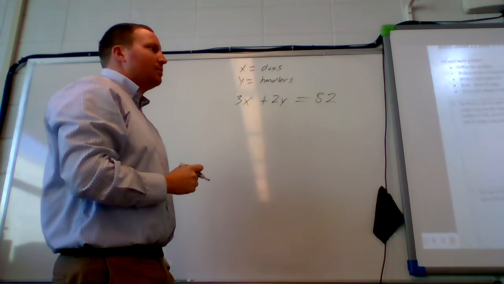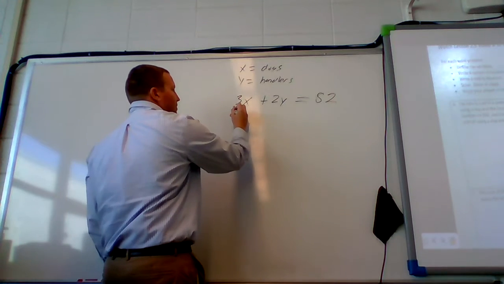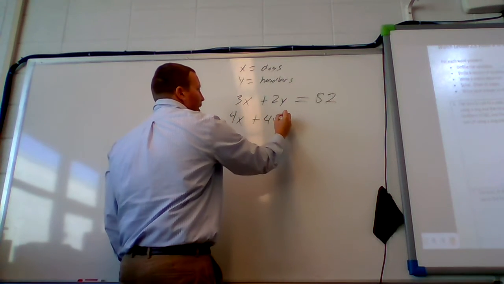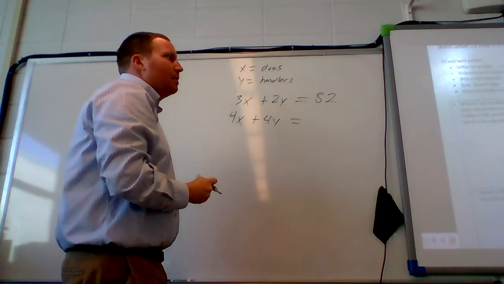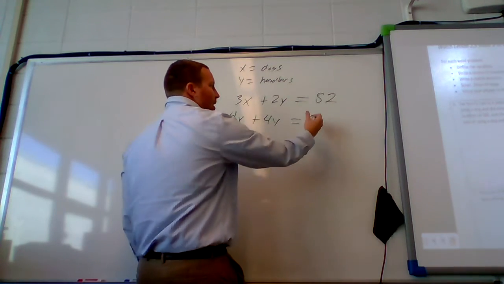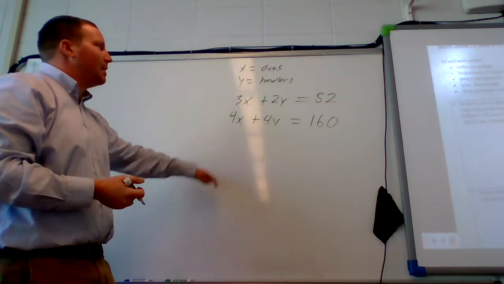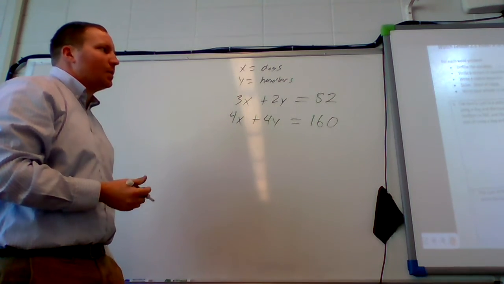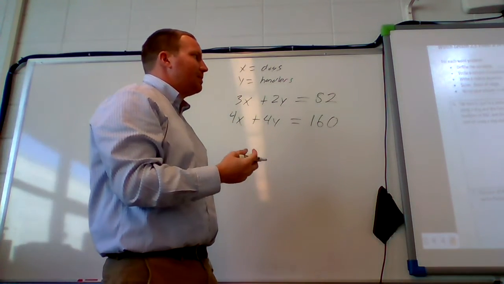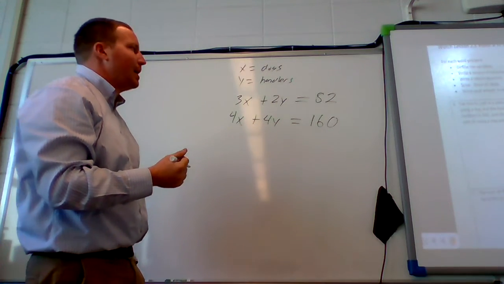And the hourly cost for a team of 4 dogs, so 4x and 4 handlers, is $160. So there's our 2 equations. Again, we got 2 unknowns, so we can solve for that. So it says find the hourly cost of the dog and the hourly for the handler.